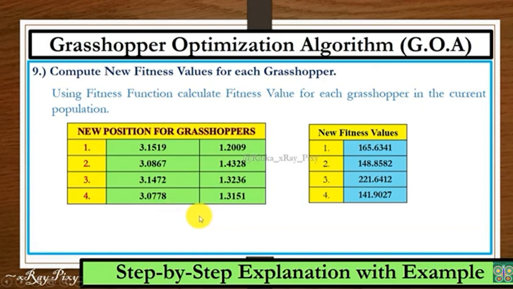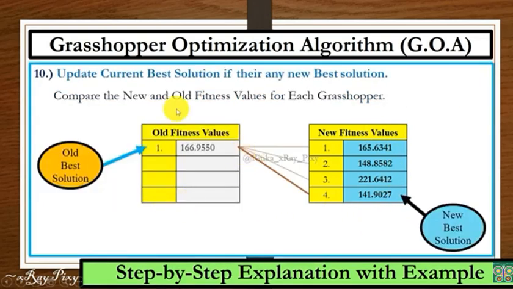In the next step, for the new population, we will compute the fitness value for each grasshopper using a fitness function. So for each grasshopper, you can see the new fitness values are computed as this. Now we will update the current best solution. Here you can see this is the older best solution. Now we are going to check whether there is any better solution or not. How can we do that? We can compare the new and the old fitness value for each grasshopper. So here you can see this is the best solution that we found.